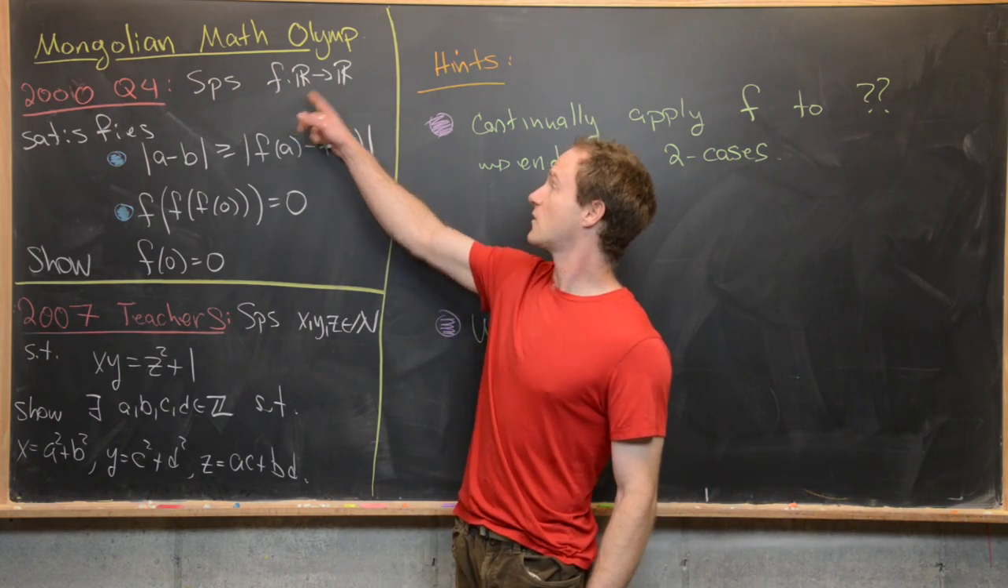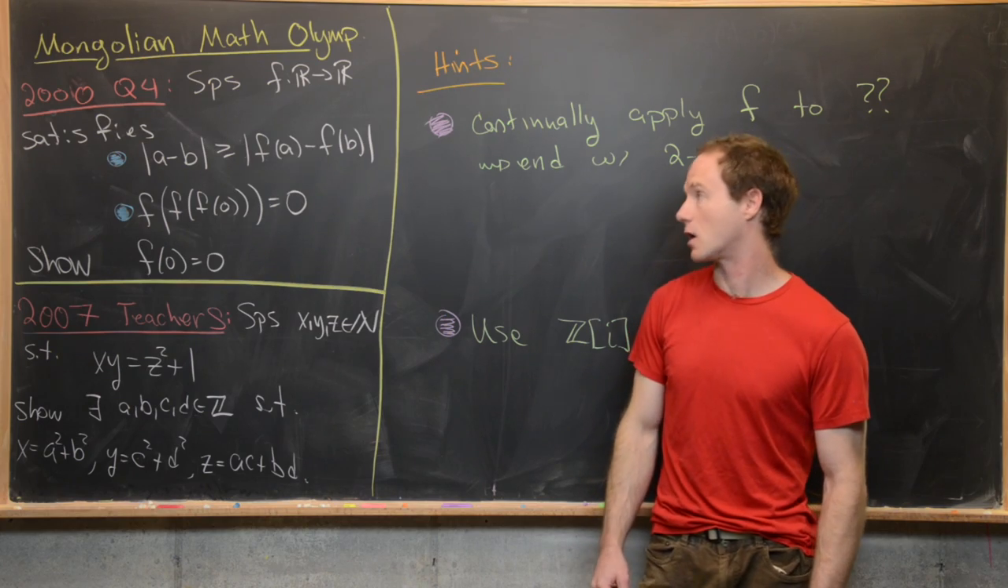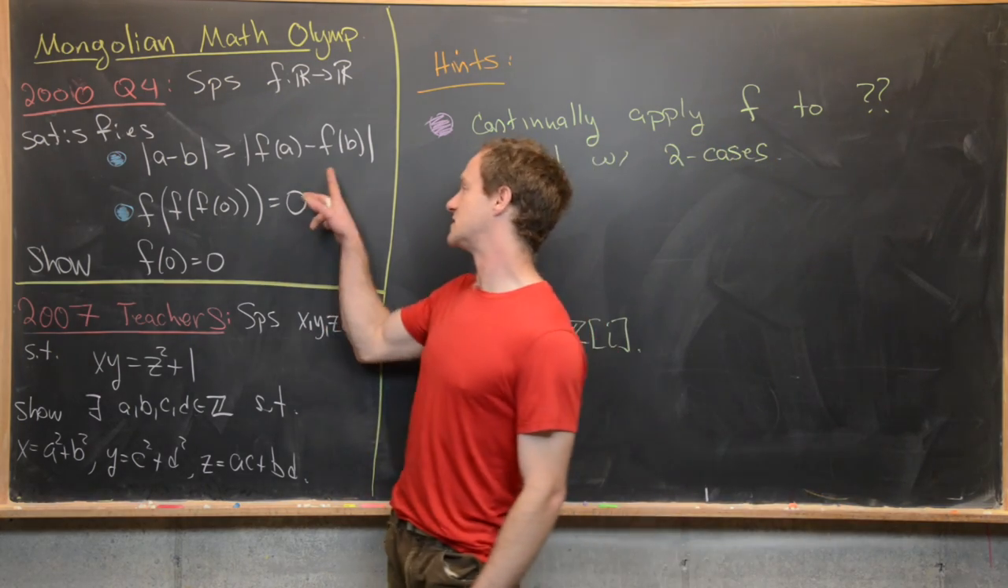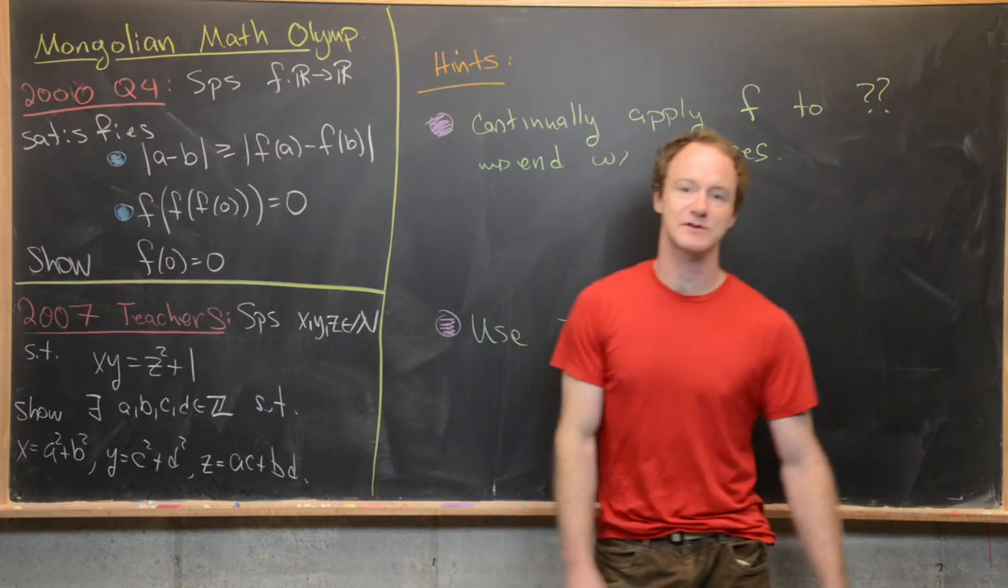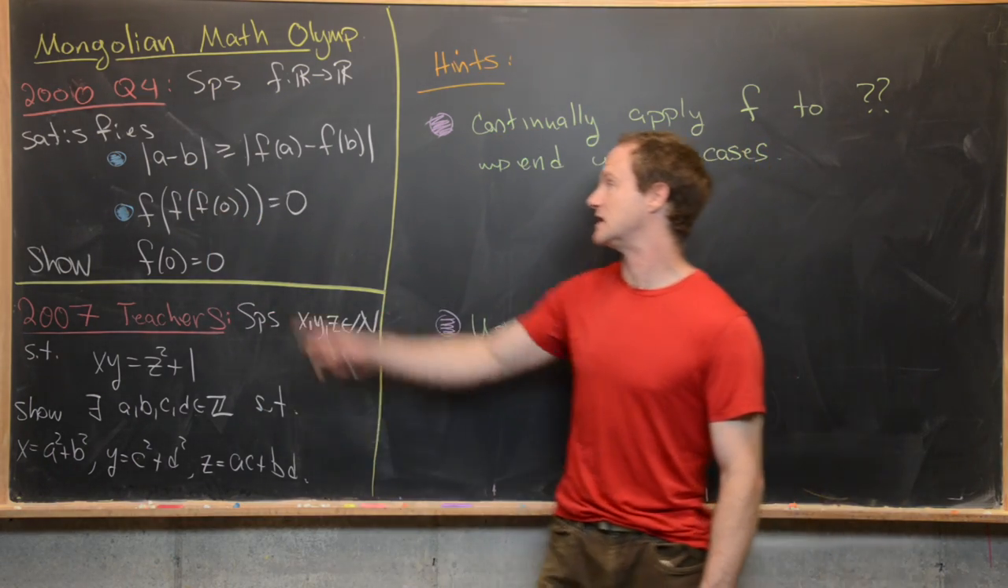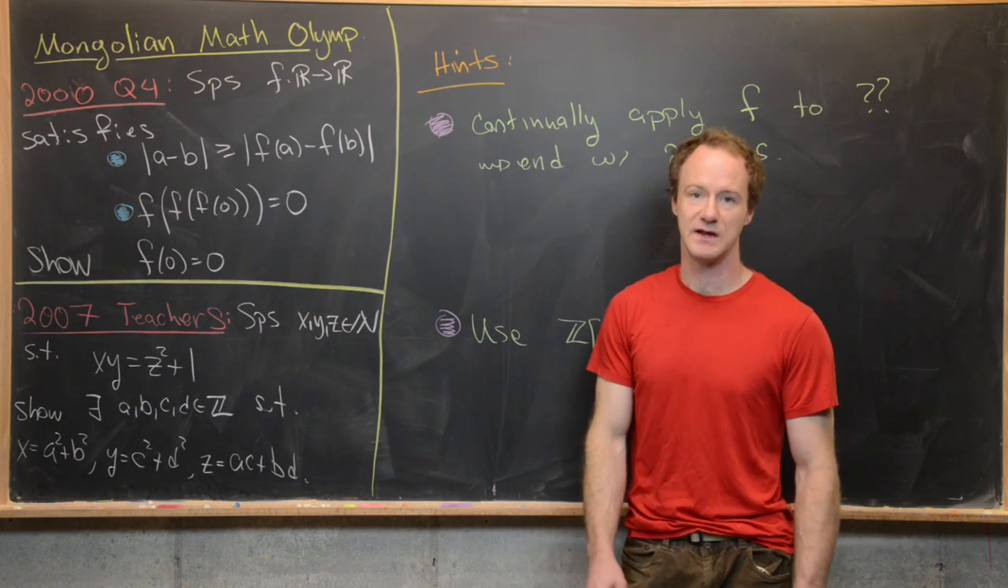So for the first question, we want to suppose that we have f, which is a function from R to R, and it satisfies two conditions. So the first one is an inequality. So we have the absolute value of a minus b is bigger than or equal to the absolute value of f of a minus f of b.